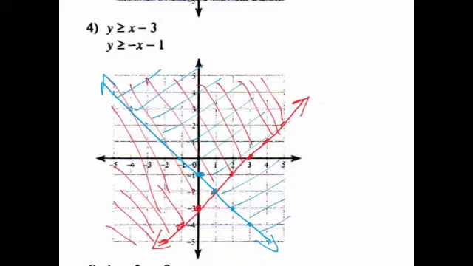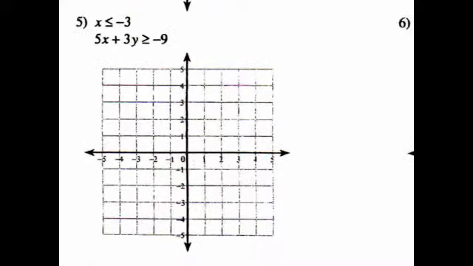And then I have this region up here, this upper middle region that got double shaded. That's where all the answers are. So I'm going to make that a little bit darker, and so that's the answer region. Let's move on to 5.